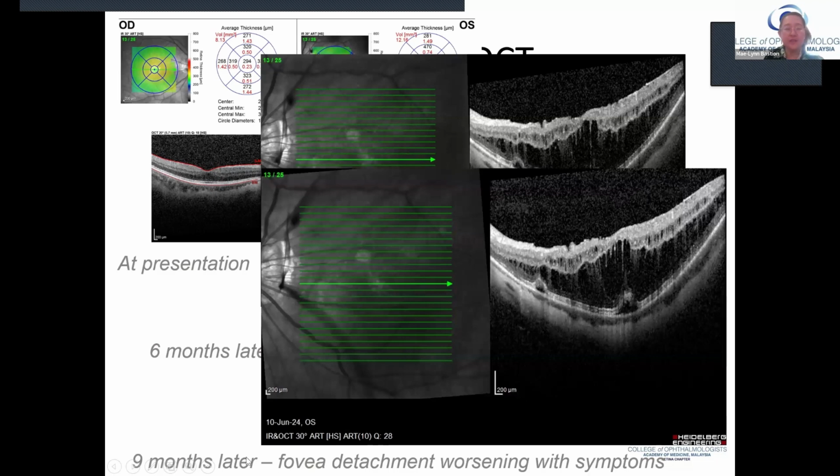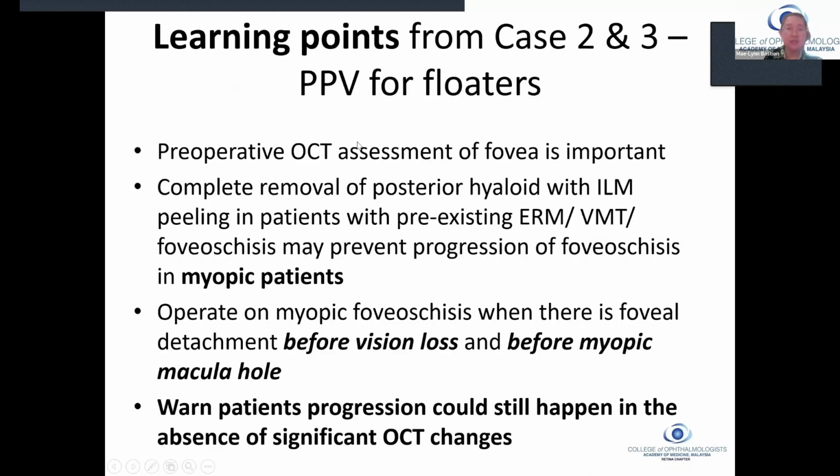And finally, after 9 months, we said we can't wait anymore. His vision was slightly dropping, and so we did PPV ILM peel, and the results are coming up later. We don't know yet. He's only just had the surgery 2 weeks ago.